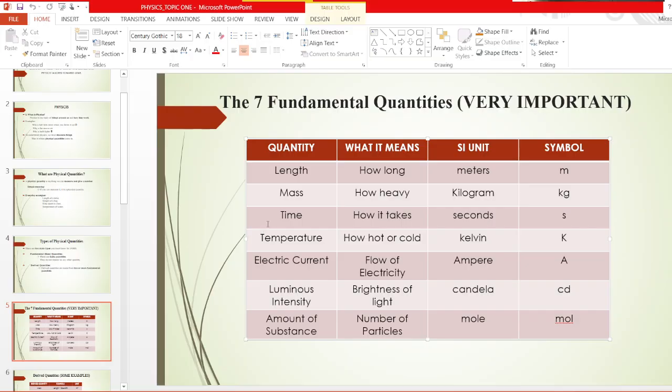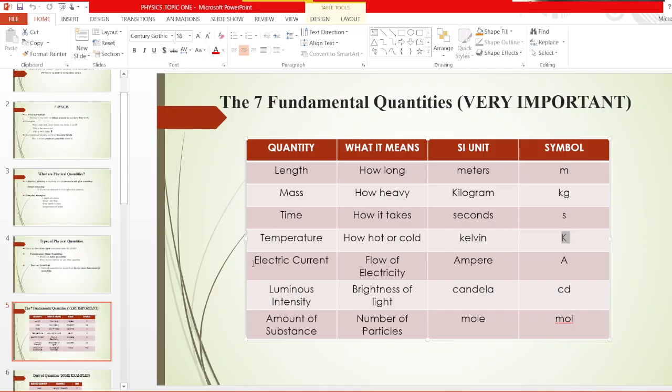Time is a fundamental quantity. It does not depend on any other quantity. It tells us how long it takes, and the SI unit is seconds, meaning the symbol for it is S. We have what is called temperature. Determine how hot or cold. The SI unit is Kelvin, and the symbol to represent it is K.